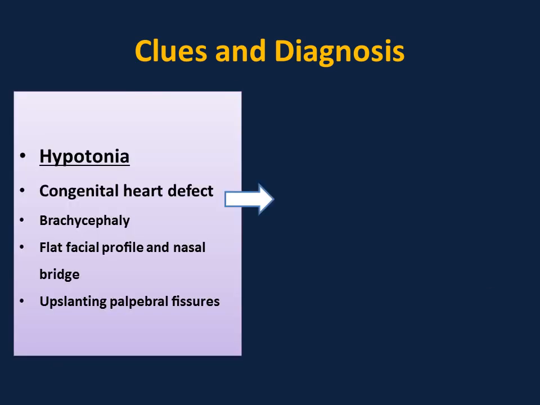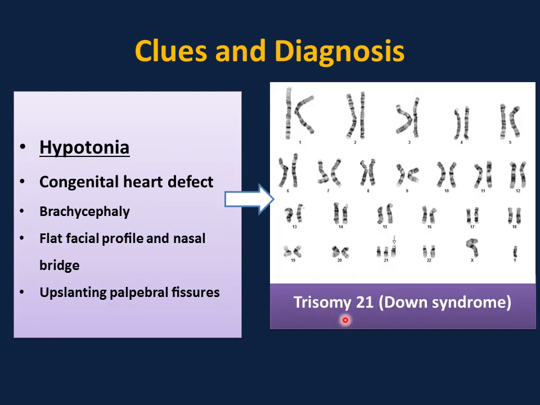If you have an infant presenting with hypotonia, congenital heart defect, brachycephaly, flat facial profile and nasal bridge, up-slanting palpebral fissures, what is the most likely diagnosis of this case? The most likely diagnosis, as you were thinking, is trisomy 21. Extra chromosome 21 affects almost all body organs. The most common initial presentation of trisomy 21 is hypotonia. So if you have any infant presenting with hypotonia after birth, keep Down syndrome or trisomy 21 in your differential.